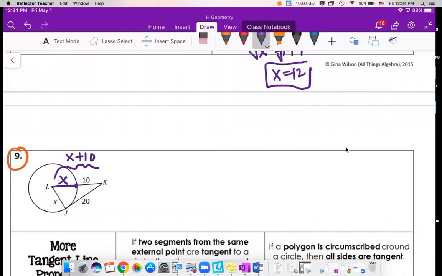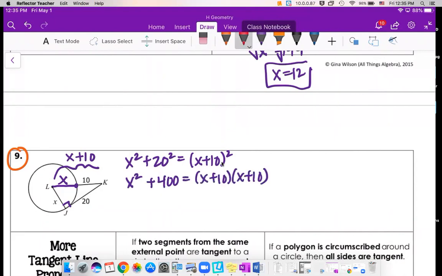So let's set up a Pythagorean theorem for it. Let's say JK is tangent, so that's my 90. So we've got x squared plus 20 squared is equal to this x plus 10 squared. Now, whenever there's this plus sign, you have to actually write it out twice and do the foiling. So this becomes x squared plus 20 squared is 400. And then this becomes x plus 10 times x plus 10. And then you do have to do the distribution here. So x times x is x squared plus 10x plus 10x plus 100 equals x squared plus 400.